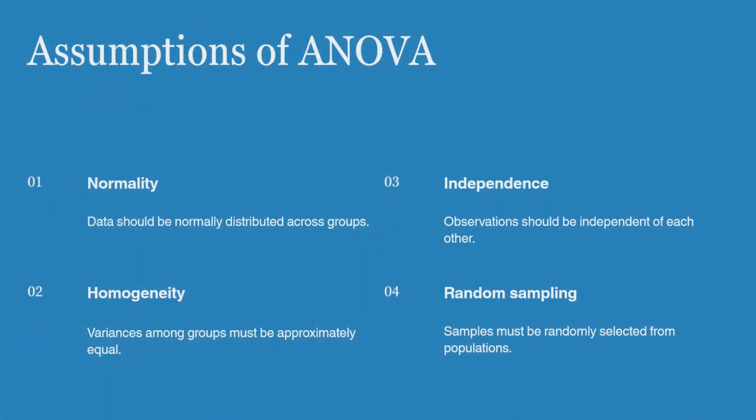Assumptions of ANOVA. Before applying ANOVA, we must ensure a few assumptions are satisfied. First one, data should follow a normal distribution. Second, the variances of all groups should be equal. This is called homogeneity of variance. Third, the observations must be independent of each other. And finally, the sample must be randomly selected.